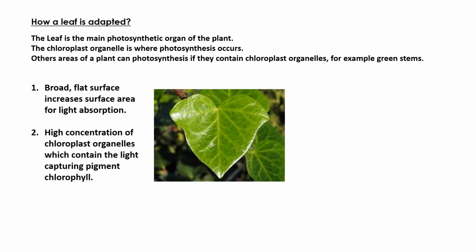Some plants have a broad, flat surface that allows maximum light absorption. The bigger the surface, the more light can be absorbed. Let's get used to using those "and" statements. The greater the surface, the greater the amount of light absorbed. Then we can talk about the high concentration of chloroplasts in organelles.